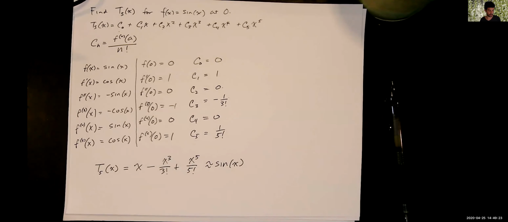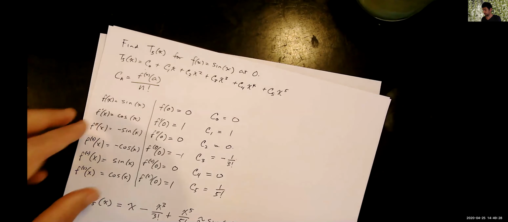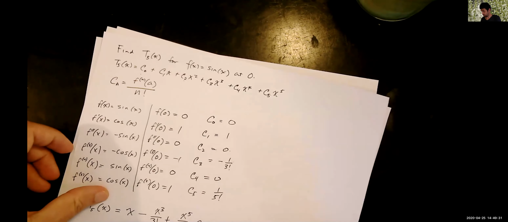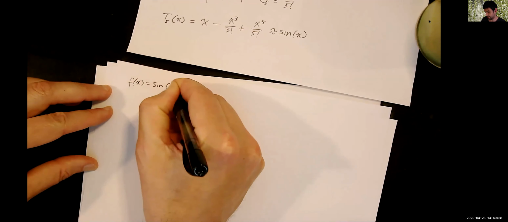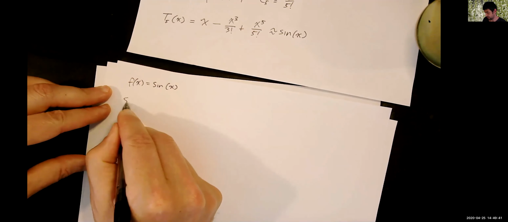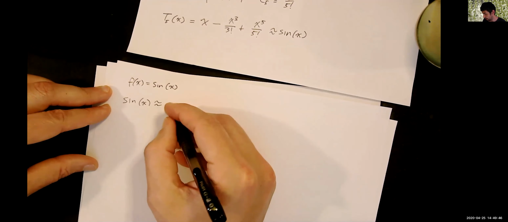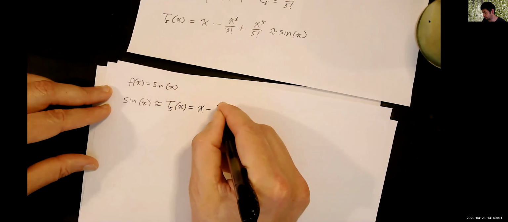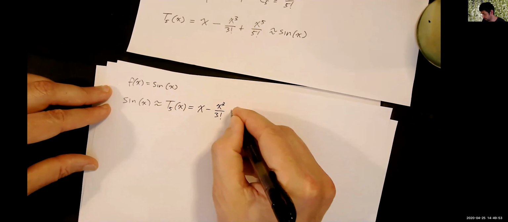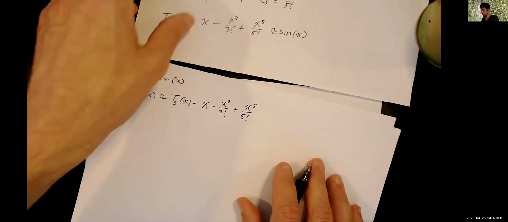This series, okay? We stopped after 5 terms. So let me come to a new piece of paper. We've got f of x equals sine of x, and we just discovered that sine of x is approximately equal to its 5th degree Taylor polynomial, x minus x cubed over 3 factorial plus x to the 5th over 5 factorial. Okay, that's where we had gotten to.